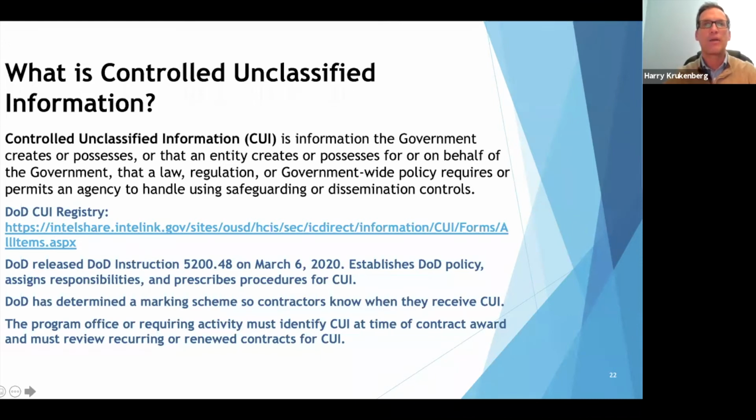Furthermore, they came up with a marking scheme so that there is no doubt when a contractor receives CUI from the government. And they also put in place a requirement for the program office or the requiring activity to identify CUI at the time of contract award. So I guess that's the good news: it should be fairly obvious in your contract what the government is talking about when it comes to CUI.